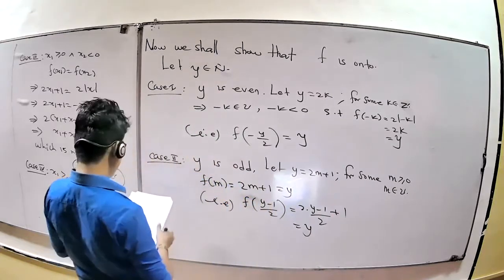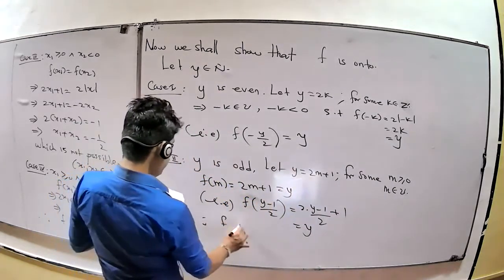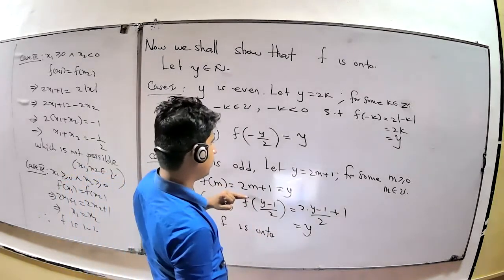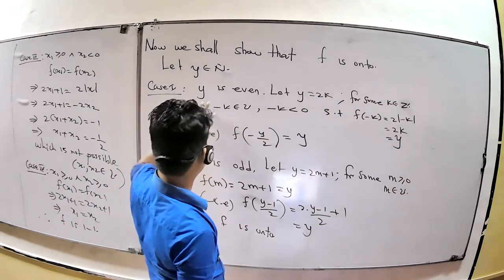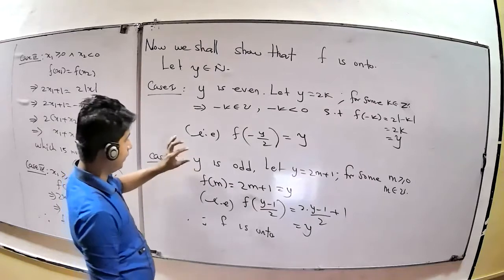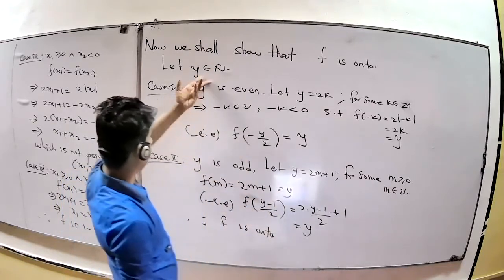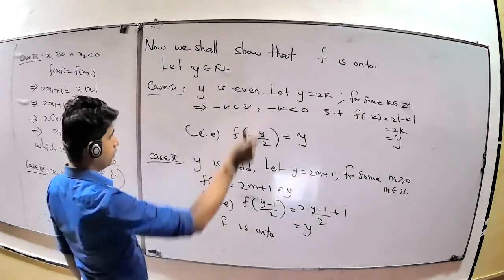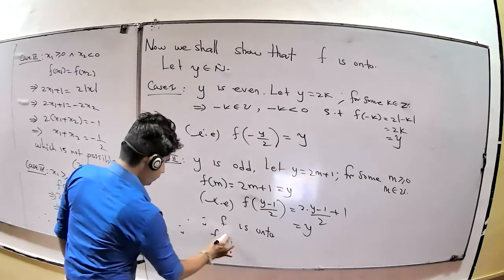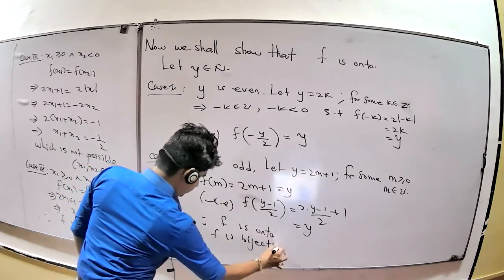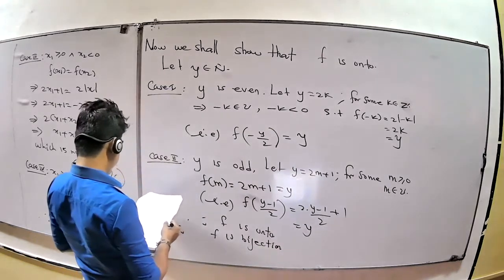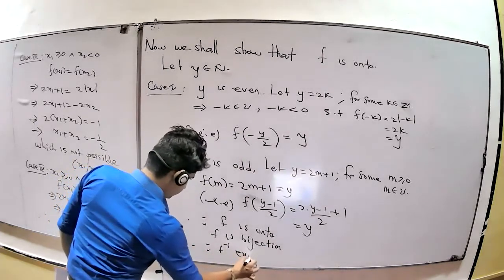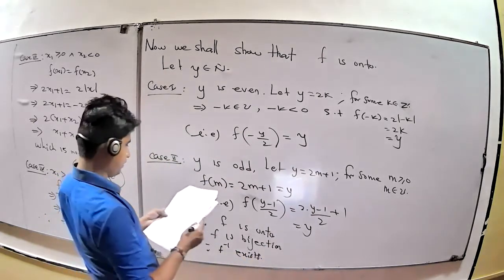For this case also, the mapping is onto, hence f is onto. Because this condition is also satisfied for the y is odd number case, and this one is satisfied for the y is even number case. Therefore, function f is an onto function, right? Already proved f is 1 to 1. Here, onto function. Therefore, f is bijective. Okay. Suppose f is bijective, right? Therefore, f inverse exists.